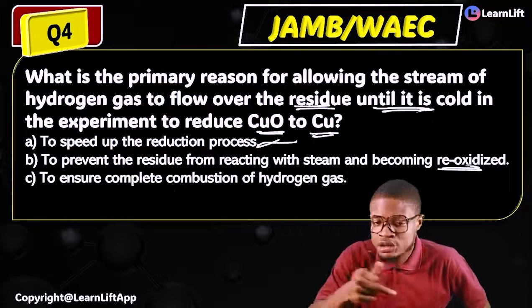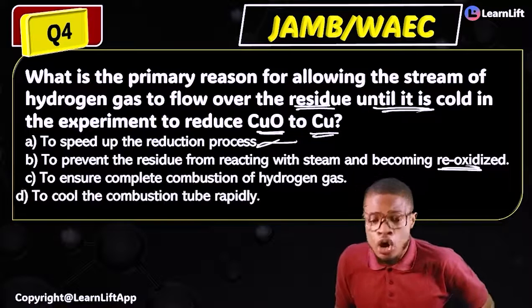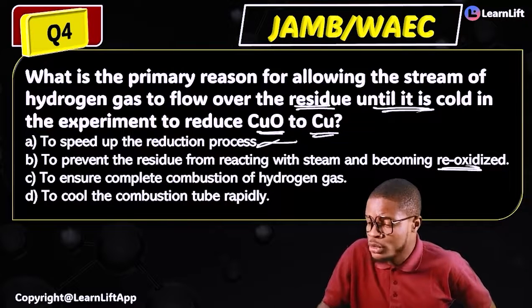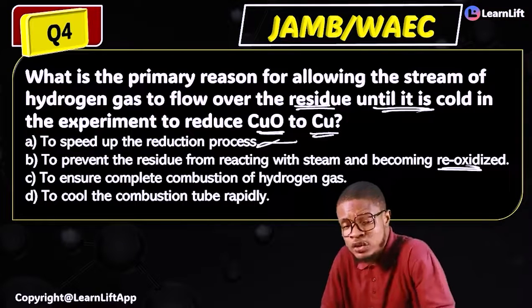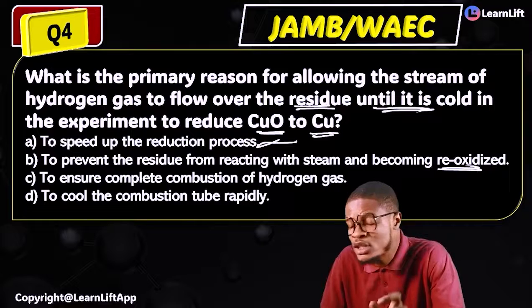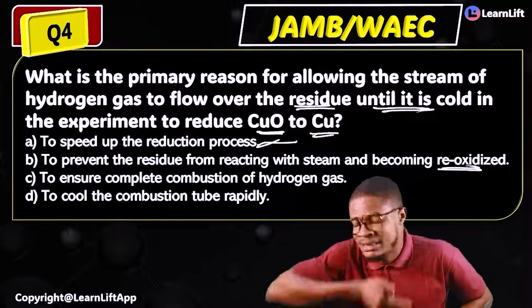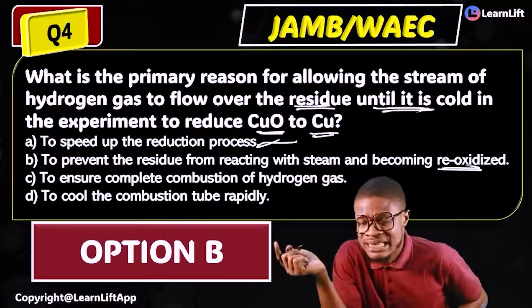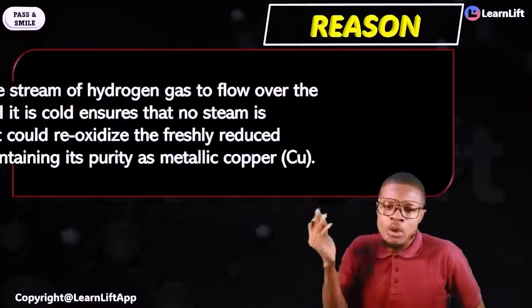Making sense. Option C says to ensure complete combustion of hydrogen gas. That's not true. Option D says to cool the combustion tube readily. Why are we allowing the hydrogen to pass through it? To prevent the residue from reacting with the steam and becoming reoxidized. That makes option what? B the correct answer. I explained it to you that the reason is very simple, right? What happens here?